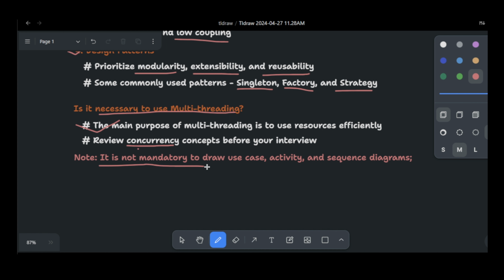Note, it is not mandatory to draw use case, activity, and sequence diagrams. It all depends on your interviewer. So, if your interviewer asks you to draw them, then do so.